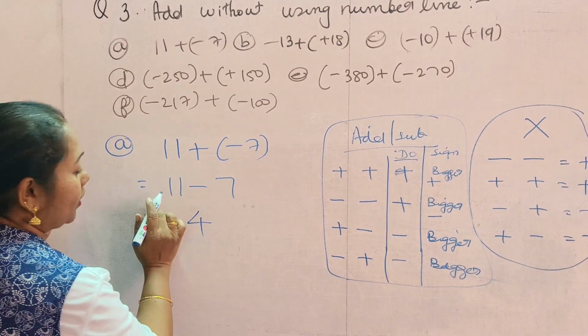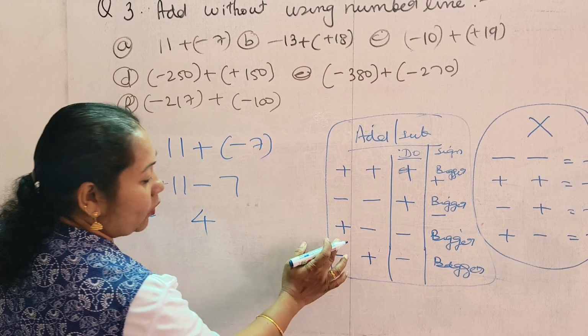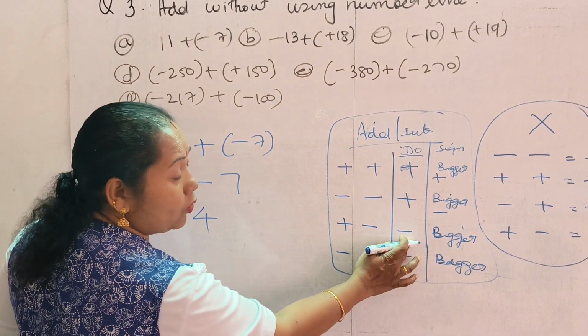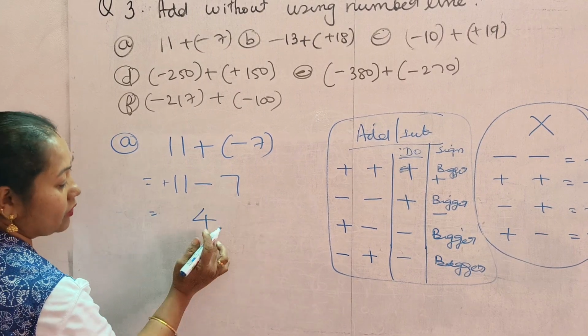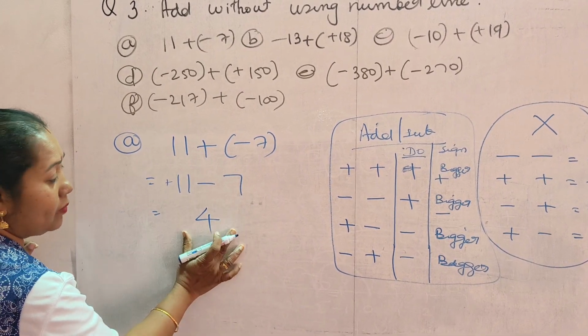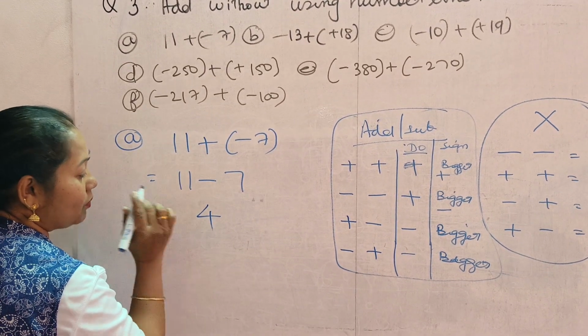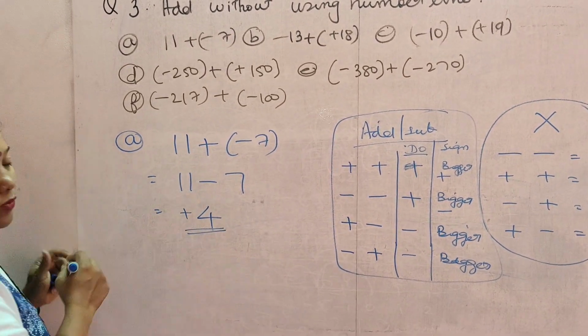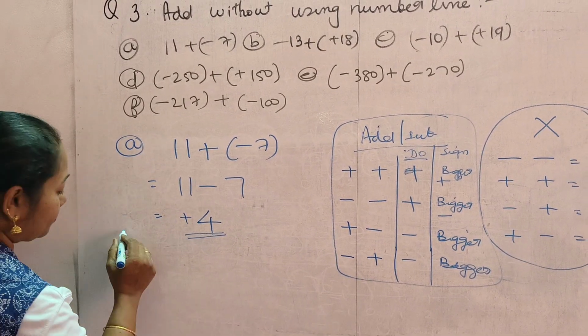So here this 11 means plus 11, minus 7. One is plus, one is minus. What will we do? We will do subtraction and put the sign of the bigger one. That is 11 minus 7, 4. We did subtraction and the bigger number is 11. The sign of the bigger one is plus. So the answer will be plus 4. Okay. In this way we have to do all these questions.